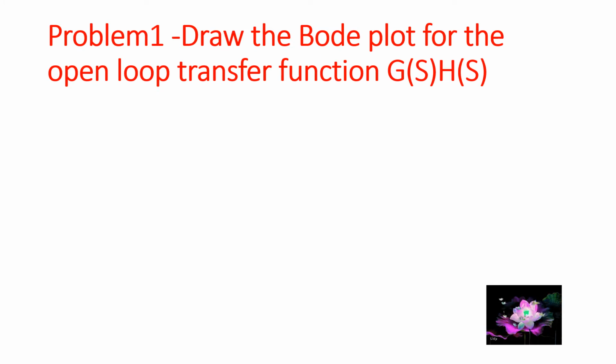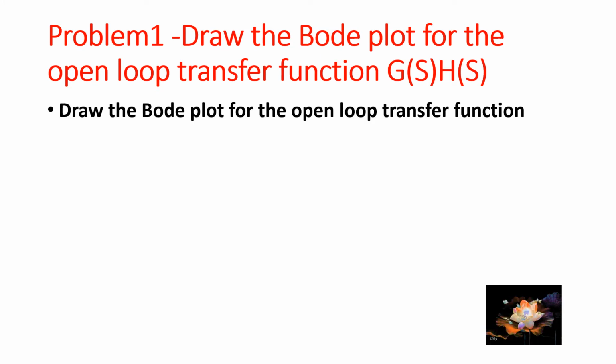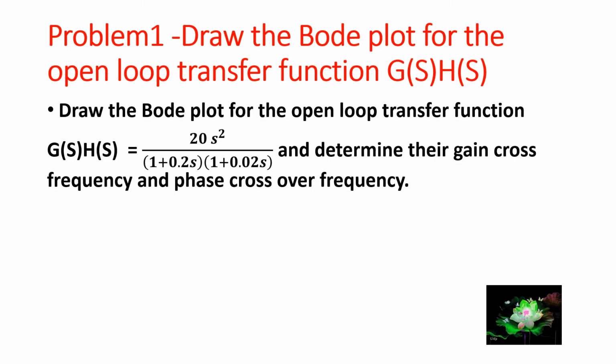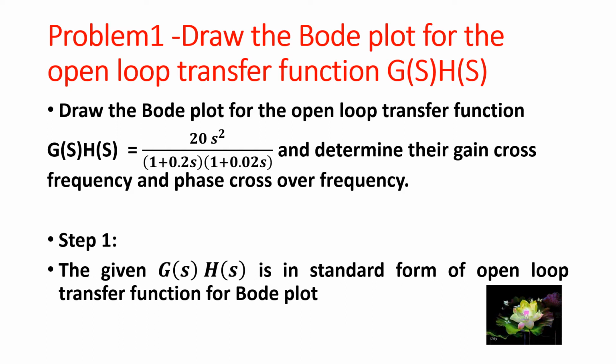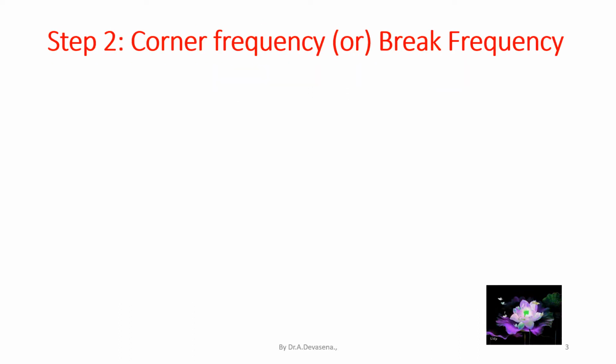Problem 1. Draw the Bode plot for the open loop transfer function G(s)H(s) is equal to 20s square divided by (1 plus 0.2s) into (1 plus 0.02s), and determine the gain crossover frequency and phase crossover frequency. Step 1. The given G(s)H(s) is in standard form of open loop transfer function for Bode plot.